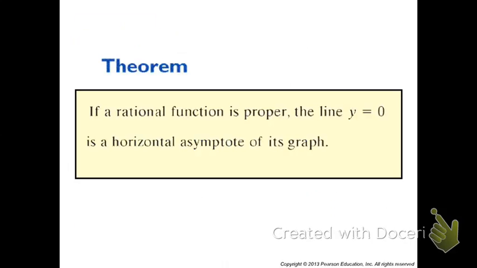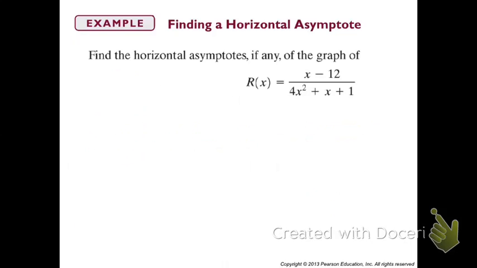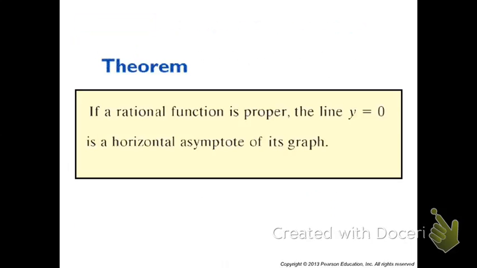Now let's go ahead and take a look. There is a theorem. I've never used this term, but I'm going to go ahead and give it a shot this year. If a rational function is proper, the line y equals 0 is a horizontal asymptote of its graph. And all a function has to be for it to be proper is for the denominator's degree to be higher than the numerator's. Okay, so if you go back to this theorem, a rational function is proper. I should probably write that down. It'd probably be a good idea.